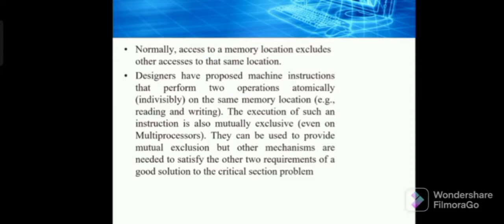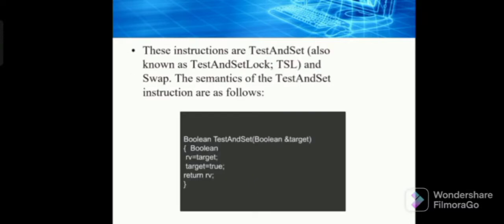They can be used to provide mutual exclusion, but other mechanisms are needed to satisfy the other two requirements of a good solution to the critical section problem. These instructions are the test and set, also known as test and set lock or TSL, and swap. The semantics of the test and set instruction are as follows.